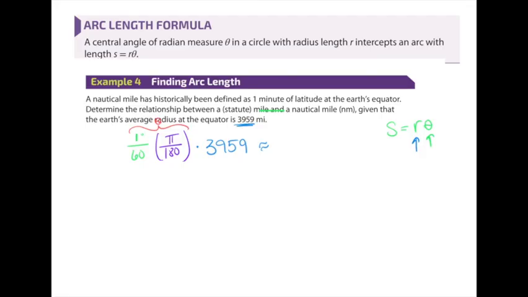You can either put it in parentheses like this, or you can multiply all your numerators and divide by all your denominators. Either way, you should get approximately what? 1.15. So 1 nautical mile equals approximately 1.15 miles.